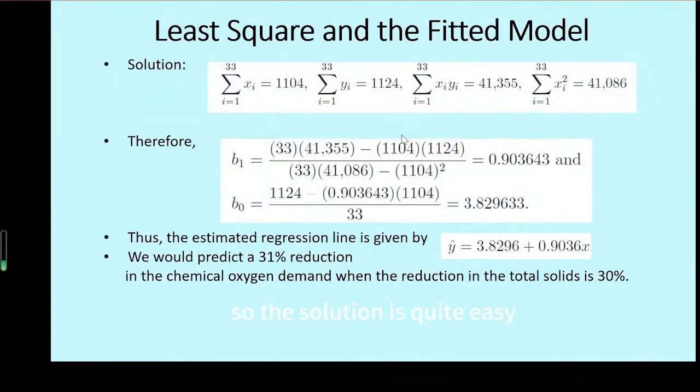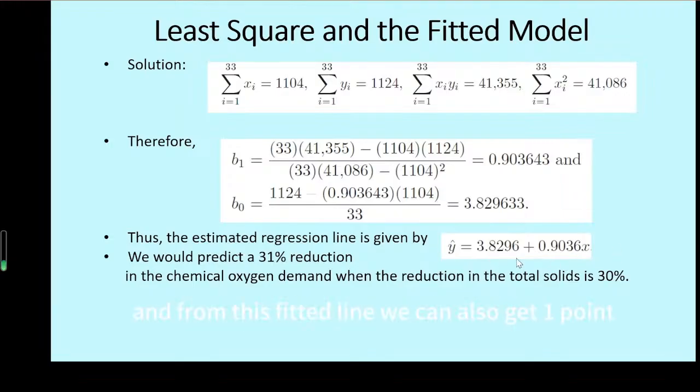So the solution is quite easy. We just fill in all the data and get several results for sigma xi, sigma yi, sigma xi yi, and sigma xi squared. Then we just fill these numbers into the b1 and b0 formulas. So we can get these two parameters, which means y hat, the fitted line. This is the result for the fitted line. We say y hat equals b0 plus b1 x here.